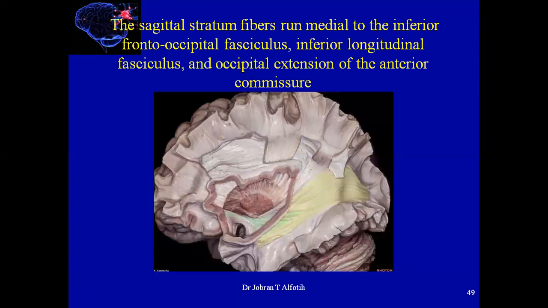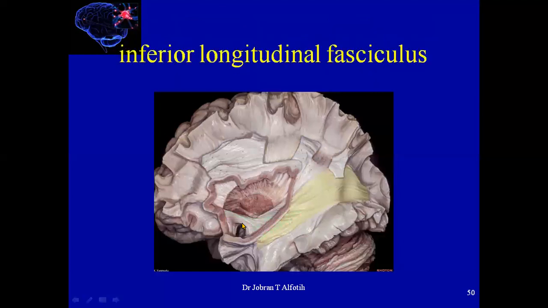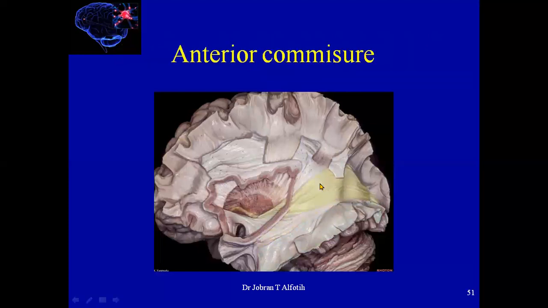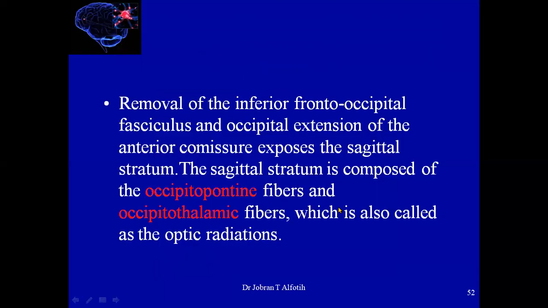The sagittal stratum is medial to the inferior fronto-occipital fasciculus, and also medial to the inferior longitudinal fasciculus, and also medial to the occipital extension of the anterior commissure. As you can see here, this is the anterior commissure, and this is its extension to the occipital area, and this is the inferior fronto-occipital fasciculus. Here is the inferior longitudinal fasciculus, which is lateral to the sagittal stratum.